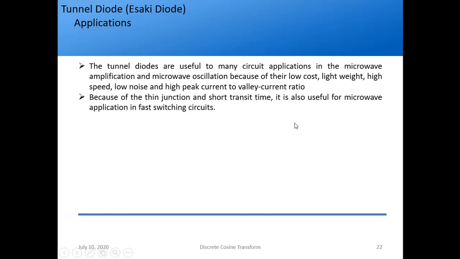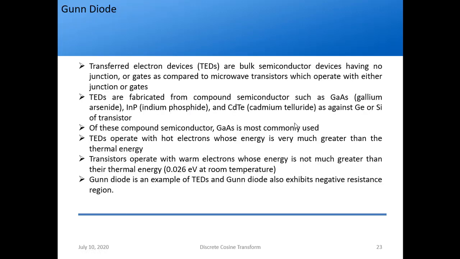So then the applications. Then we went to the Gunn diode. The Gunn diode is a transferred electron device. It is a bulk semiconductor device, especially using gallium arsenide. Okay. Then we saw some differences: TEDs are used with hot electrons and transistors with warm electrons.